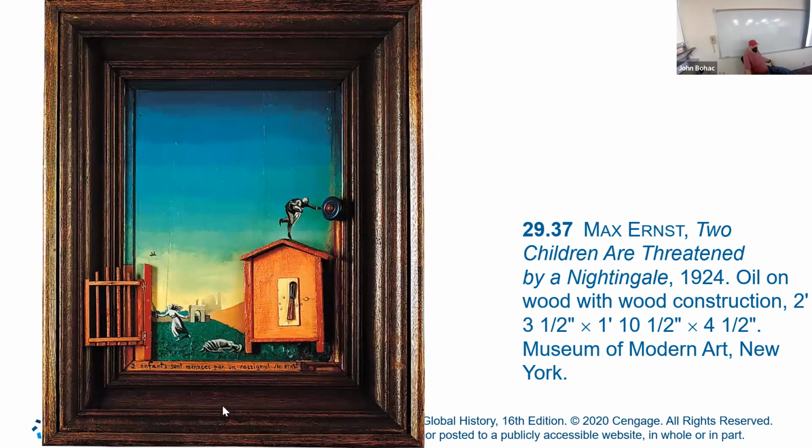And a lot of times these artists are not entirely using paint. This is oil on wood with wood construction. So this is kind of two-dimensional, three-dimensional. Two Children Are Threatened by a Nightingale. And you see the nightingale here and the children. You see this thing here. We don't know what that is. But it's something out of Max Ernst's dreams, his imagination, actually from some of his deeper thoughts and fears.